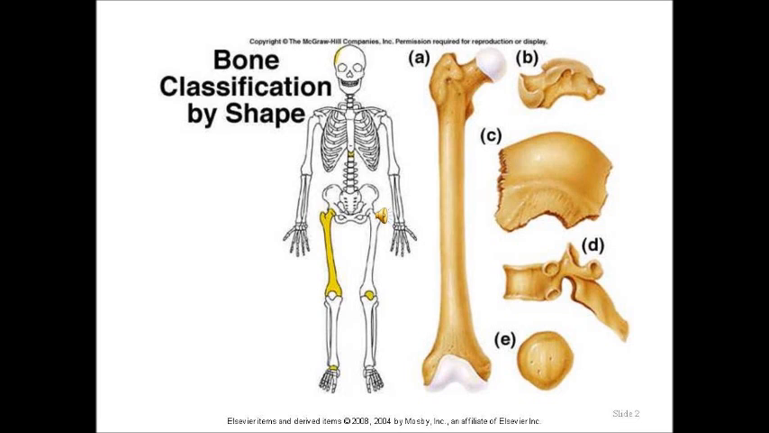Then the last one here, E, is sesamoid bones. And these are quite rounded bones, and they're usually embedded in tendons and ligaments, and they're useful in joint mechanics. So the example here that you can see is the patella, and it is the largest of the sesamoid bones. There's only a few other sesamoid bones, and they're at the base of the thumb and the base of the great toe. So just to recap, there's 5 different classifications of the bone shapes: the long bones, short bones, flat bones, irregular bones, and sesamoid bones.